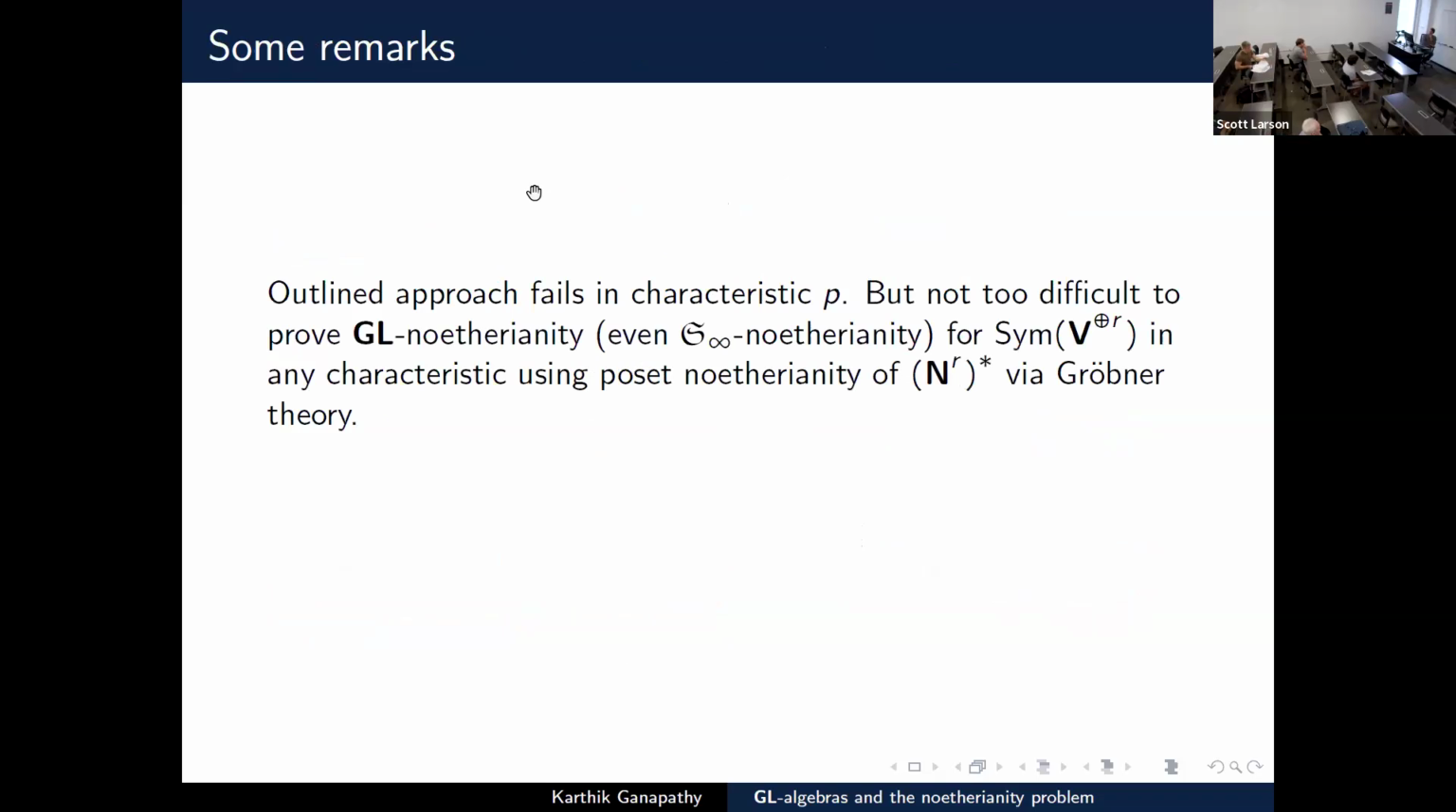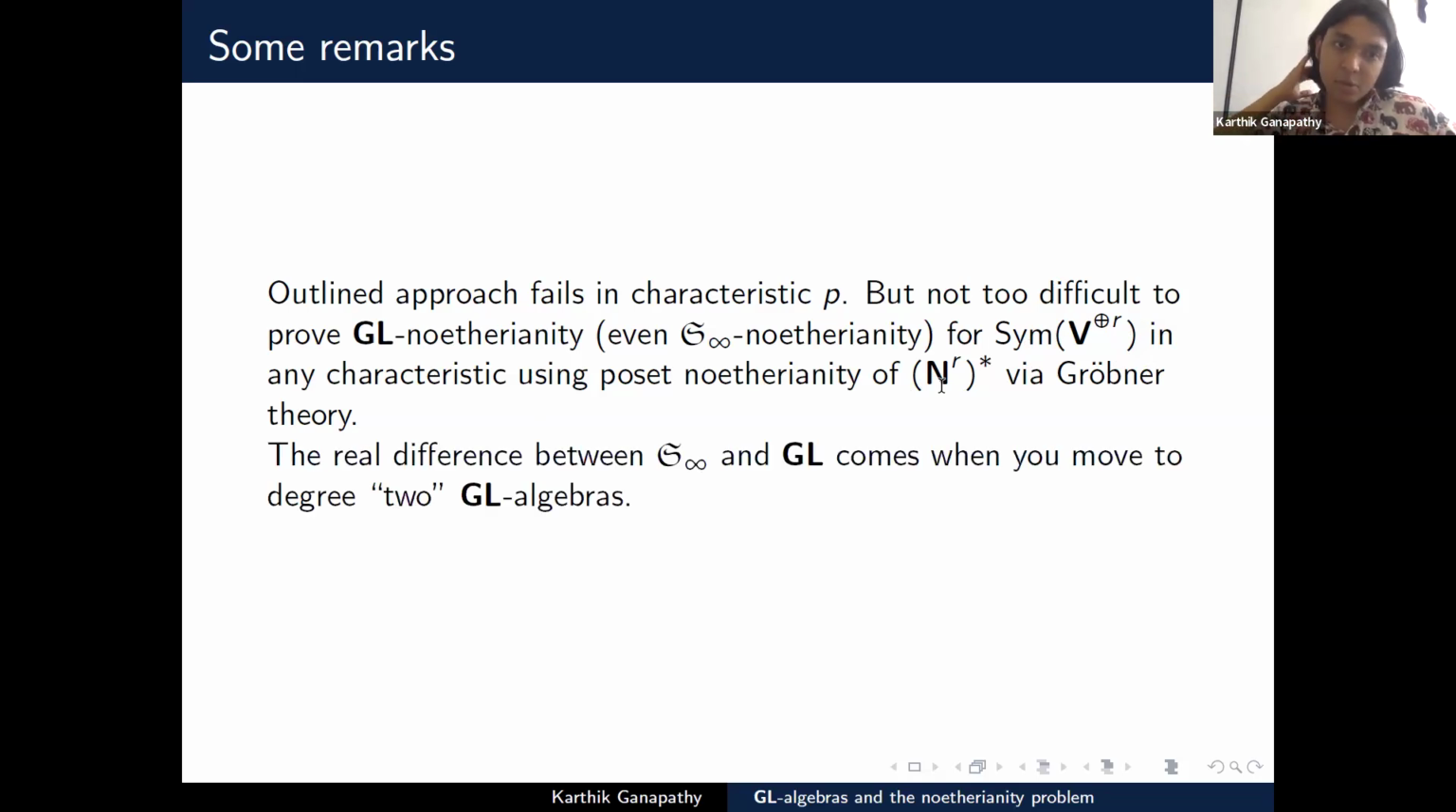And let me just say that the outlined approach in the previous slide fails in characteristic p, but it is not too difficult to prove GL-noetherianity or even S-infinity noetherianity for these simple GL algebras using the poset noetherianity of words in n to the r via Gröbner theory. The real difference between S-infinity and GL comes when you move to degree 2 GL algebras. So these are where you have the symmetric algebra of wedge 2 or symmetric algebra Sym 2 or higher degree ones.